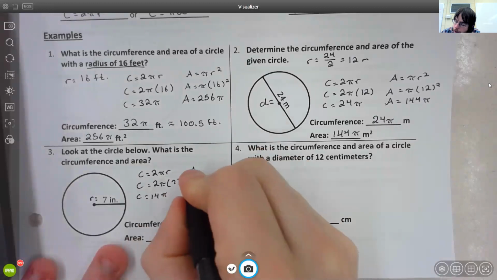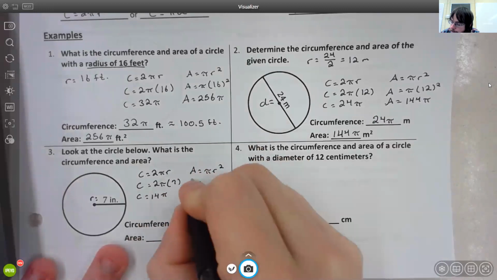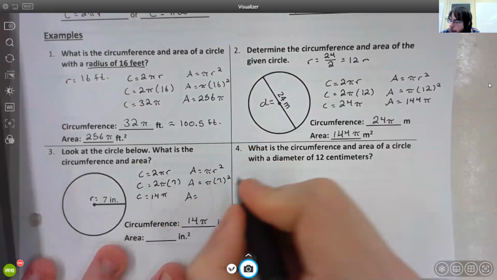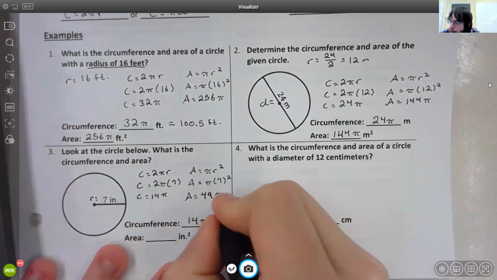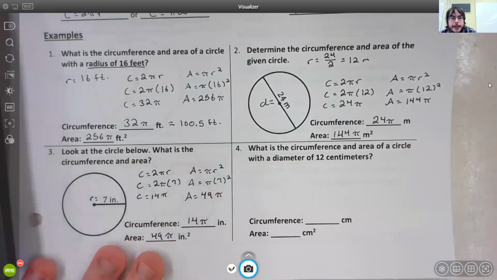Then our area is pi r squared. Plug in the 7, and you get that pi r squared ends up being 49 pi. Remember that squaring a number means you multiply it by itself. So 7 squared is 7 times 7.